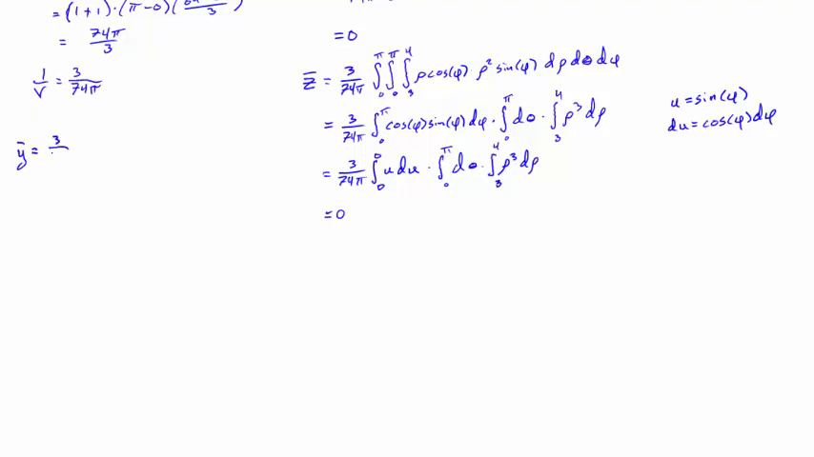equals 3 over 74 pi times the integral from 0 to pi in the phi direction, the integral from 0 to pi in the theta direction, and then the integral from 3 to 4 in the rho direction, and then y is rho sine of phi sine of theta times rho squared sine of phi from the definition of spherical coordinates integration, d rho, d theta, d phi.